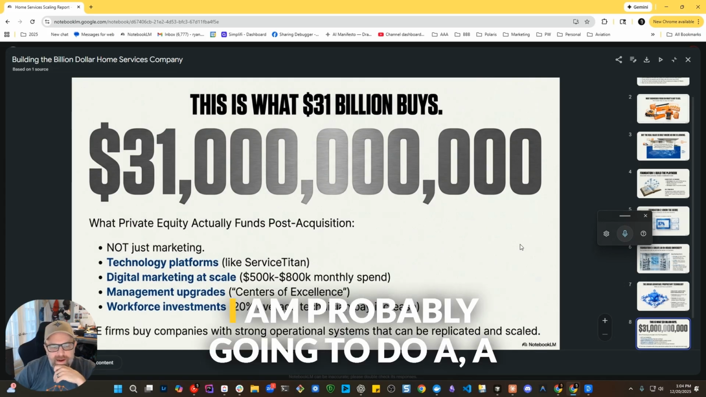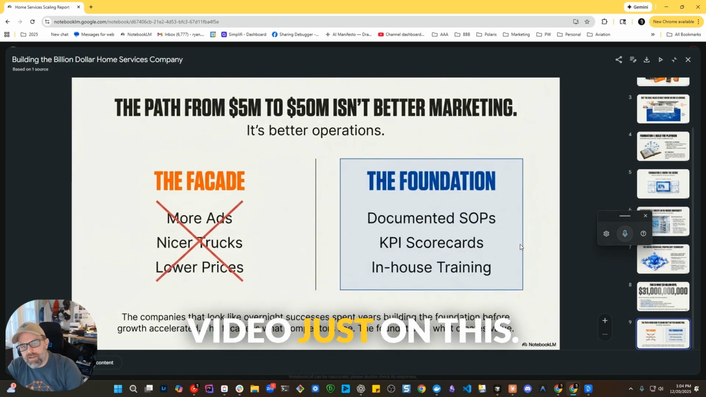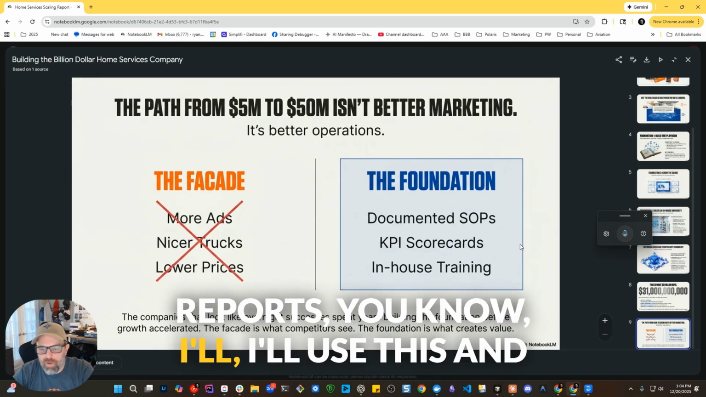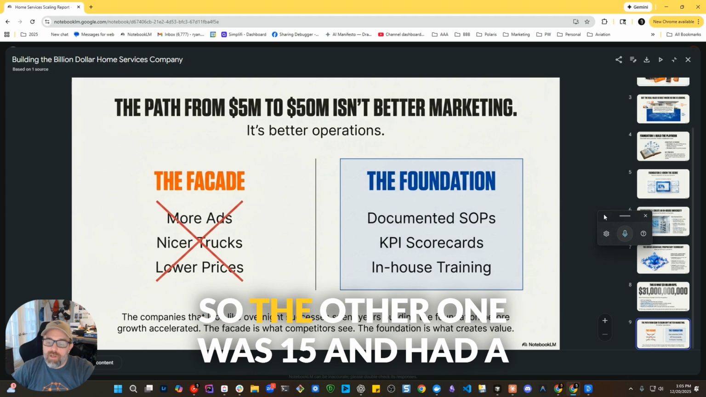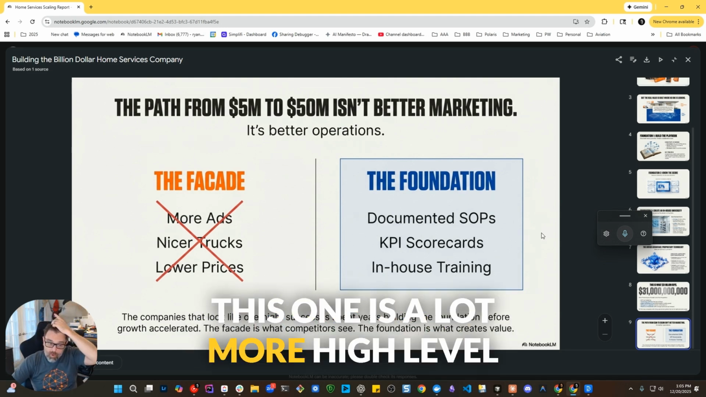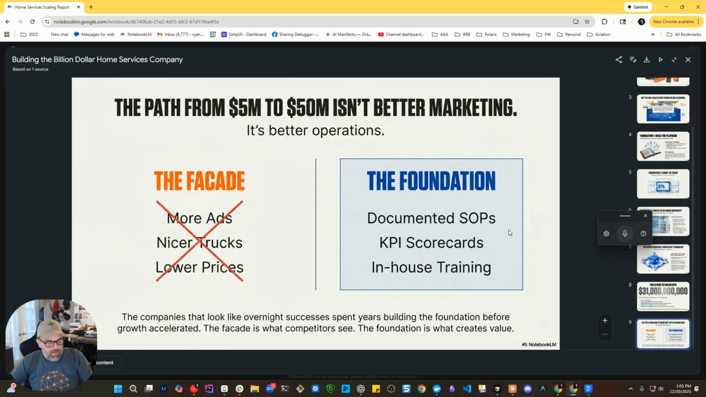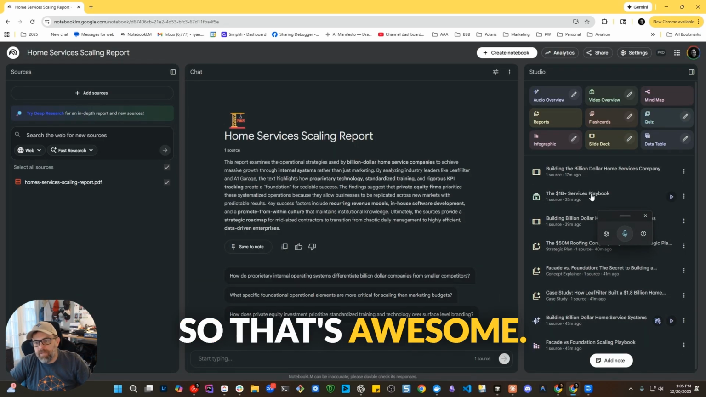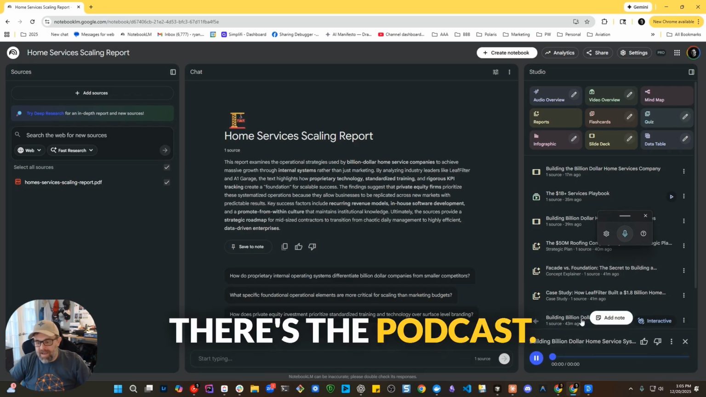I am probably going to do a video just on this. I'll make another video where I use this and talk over it. It's 9 slides. The other one was 15 and had a lot more detail. This one is a lot more high level, just meant to be a high level one. So that's awesome. And then there's the video, and then there's the podcast.